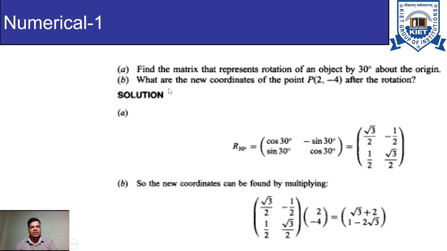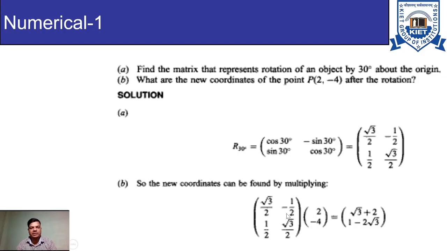Now the second question here is: what are the new coordinates of the point P (2, minus 4) after the rotation? So we have one point P whose coordinates are 2, minus 4, and we have to rotate this point in anti-clockwise direction by an angle of 30°. We already have the matrix of rotation for 30°. So what we have to do is multiply the rotation matrix with the object matrix, and the object matrix is the point.